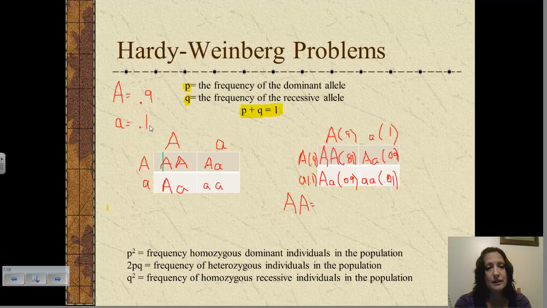So the probability of an individual in this population being a homozygous dominant individual, if the allele frequencies are 0.9 and 0.1 respectively, is going to be 81%. So 81% of this population would be big A, big A.